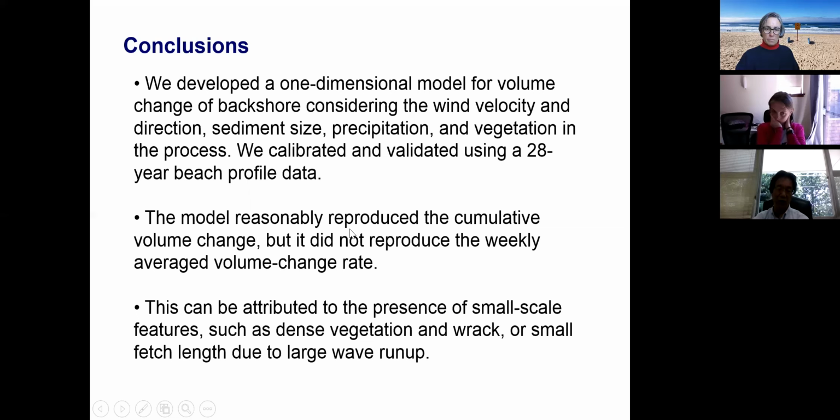This can be attributed to the presence of small-scale features such as densification and wreck, or small pitch lengths due to the large wave runup.